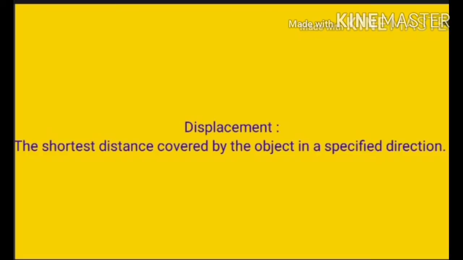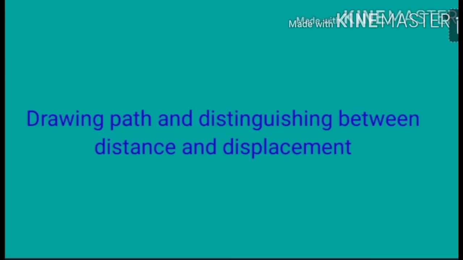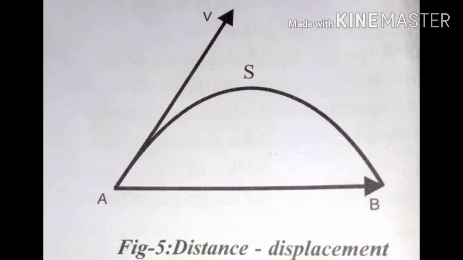Now, let's go to activity 1. Drawing path and distinguishing between distance and displacement. First of all, take a ball and throw it into the air with some angle to the horizontal. Observe its path and draw it on paper. Observe the given picture. The path taken by the ball when it was thrown into air.